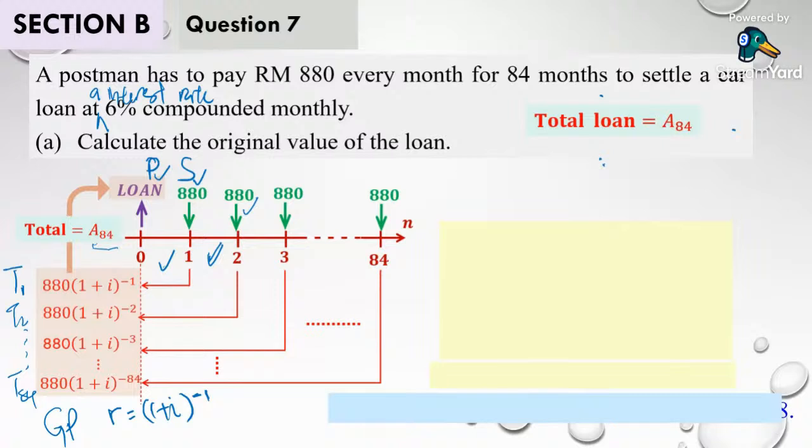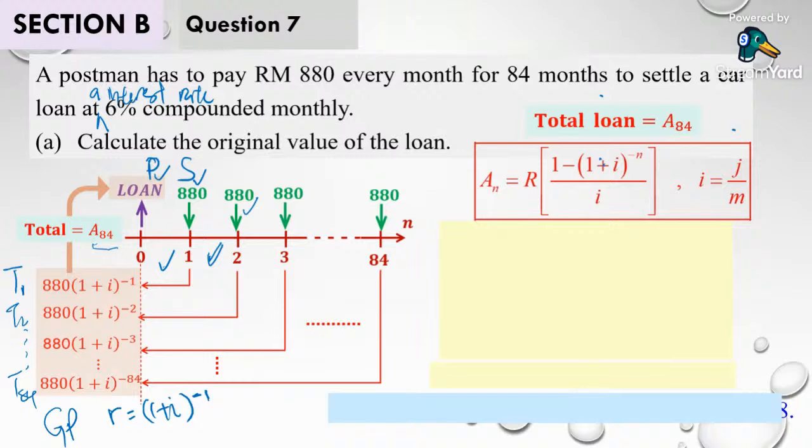So from here, we know that the total loan is equal to A_84, where A_84 refers to the present value annuity such that n equals 84. Where I obtained n equals 84 from is the question: the payment of 880 every month tells us this is the value of R, the regular payment. Compounded monthly tells us that m equals 12. And there is a total of 84 months to pay. That means it will undergo 84 payments, so n equals 84.